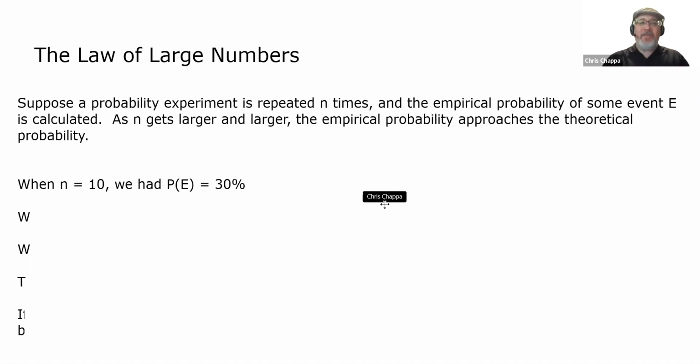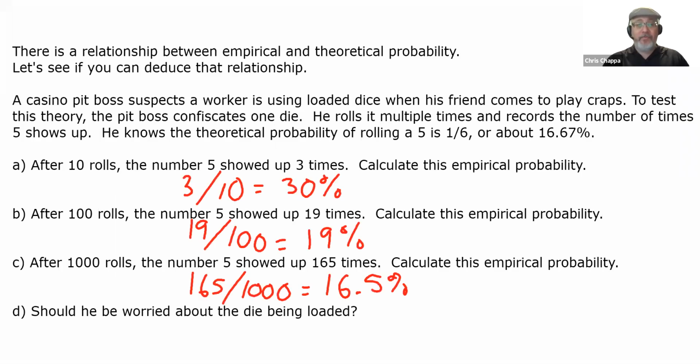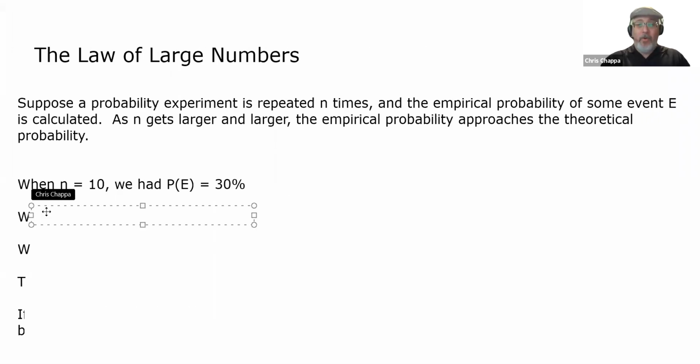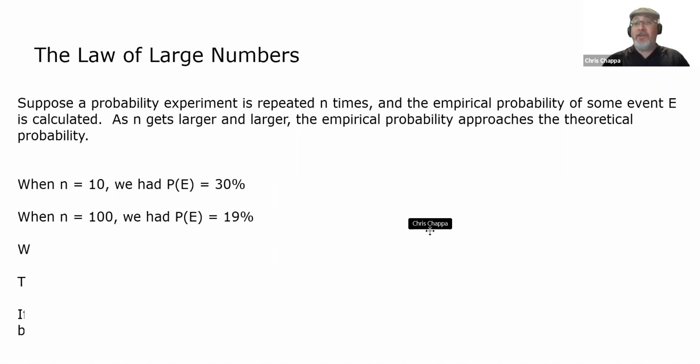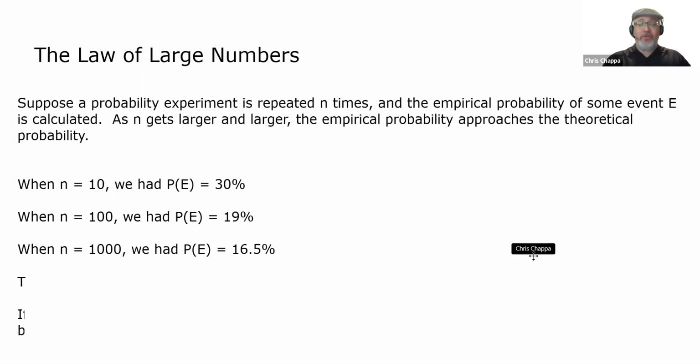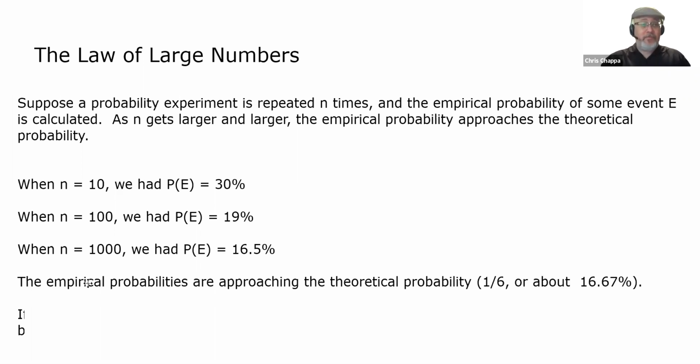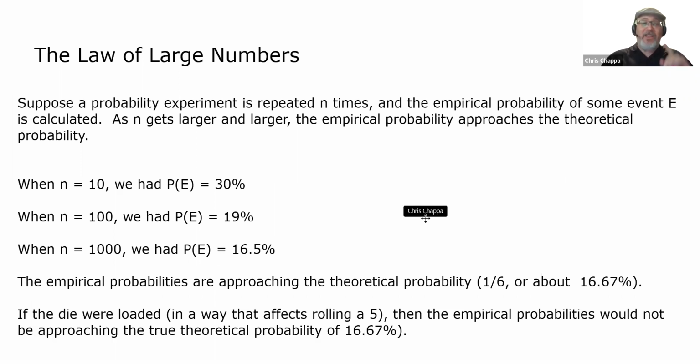When n equals 10, we had the probability of the event being 30% back here. When n equals 100, we had the probability of the event being 19%. And when n equals 1,000, we had the probability of the event down to 16.5%. The empirical probabilities are approaching the theoretical probability, 1/6. They're about 16.67%.